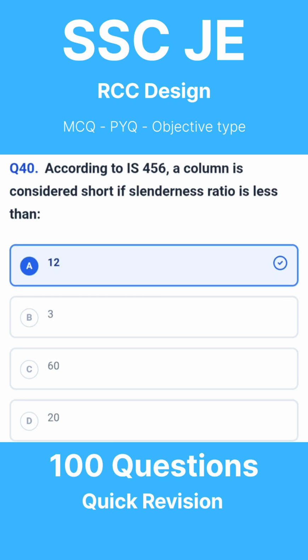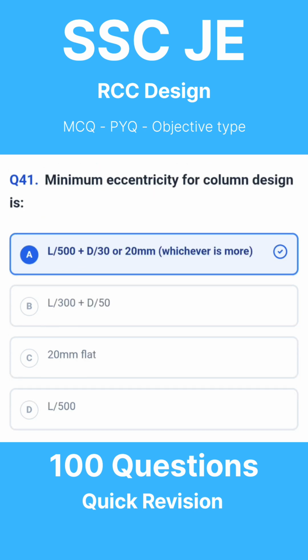Question 40. According to IS 456, a column is considered short if slenderness ratio is less than. The correct answer is 12. Question 41. Minimum eccentricity for column design is. The correct answer is L divided by 500 plus D divided by 30 or 20 mm, whichever is more.